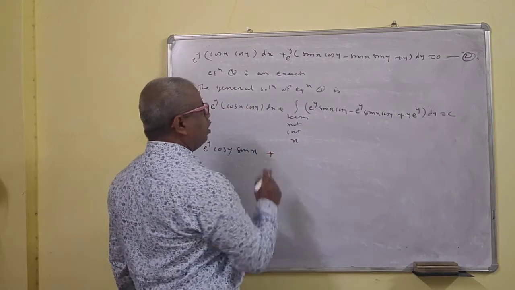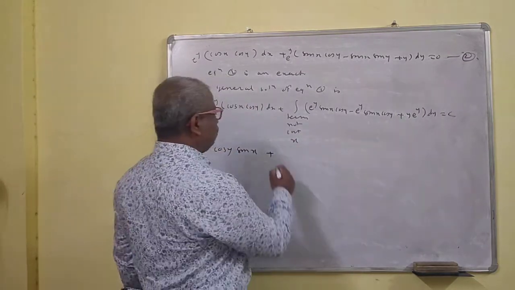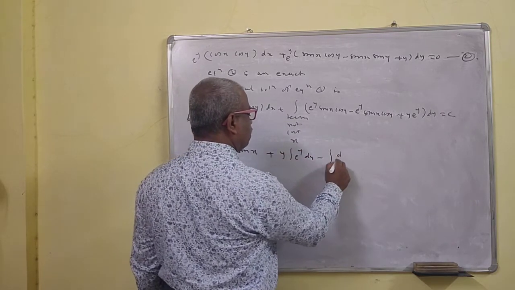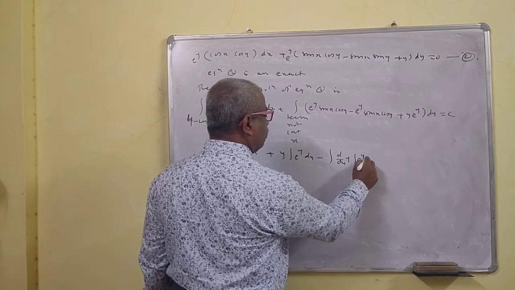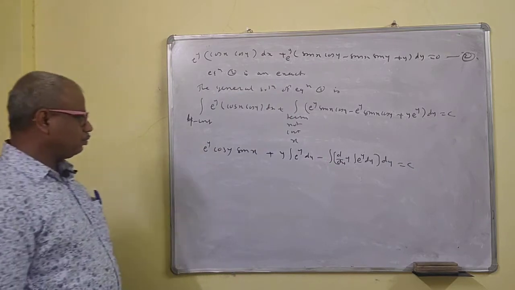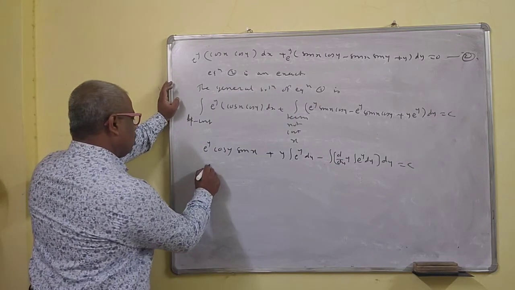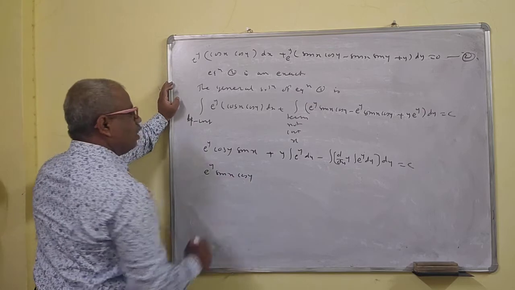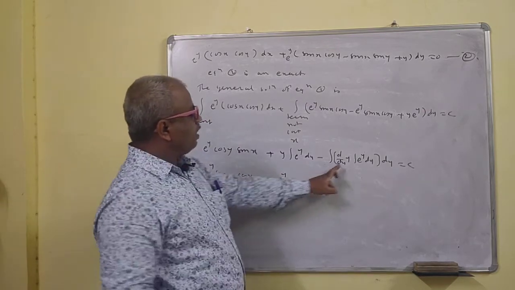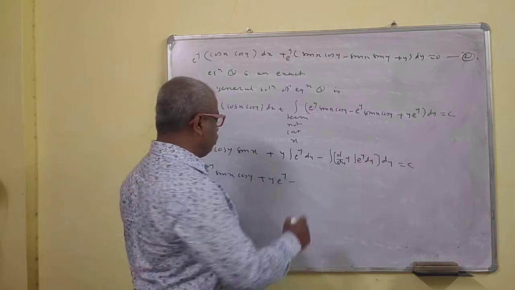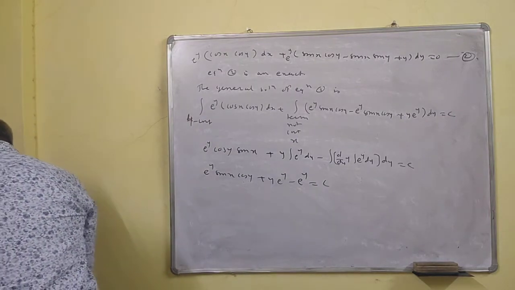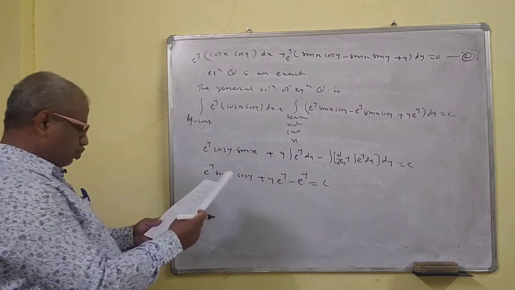Now here you have to apply integration by parts. There is a plus sign, so we directly apply by parts: e raised to y dy minus the derivative of y times the integral of e raised to y dy, is equal to c. So this is e raised to y sin x cos y plus y e raised to y minus, since the derivative of y is 1, e raised to y, is equal to c. This is the general solution.